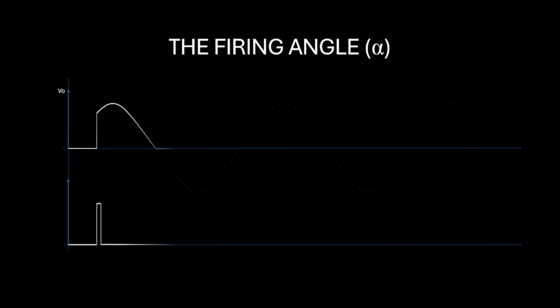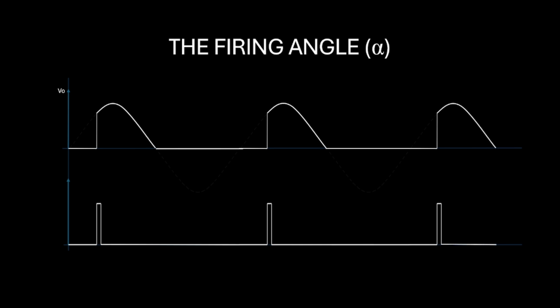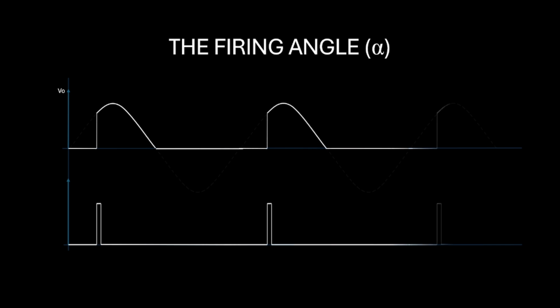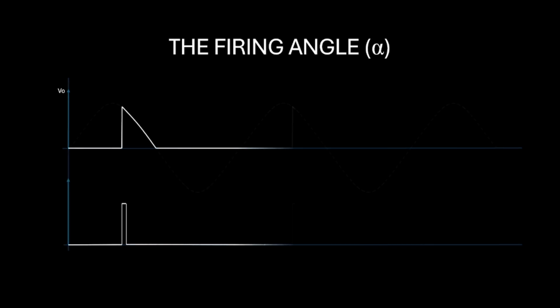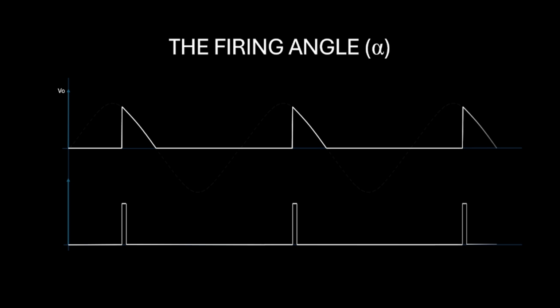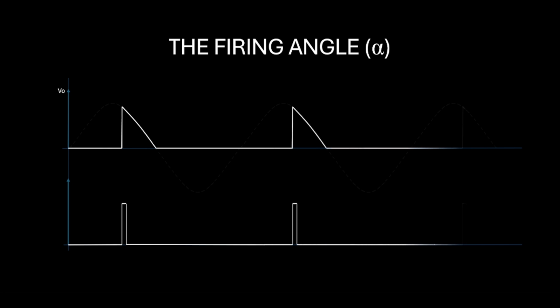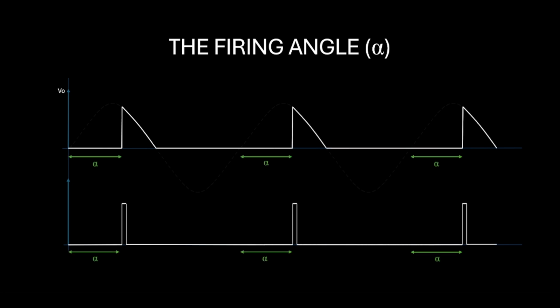Now, as we increase the firing angle, say to 45 degrees, the SCR starts conducting later in the cycle. Notice how the output voltage is now delayed, and as a result, less voltage reaches the load. The average voltage decreases. This concept continues as we keep increasing the firing angle. By controlling the firing angle, we can precisely manage the output voltage from the AC source, allowing for effective control of power delivery to the load.